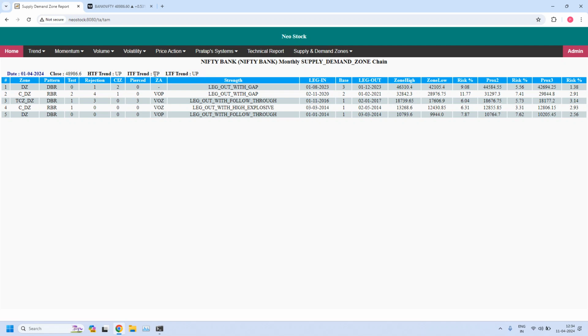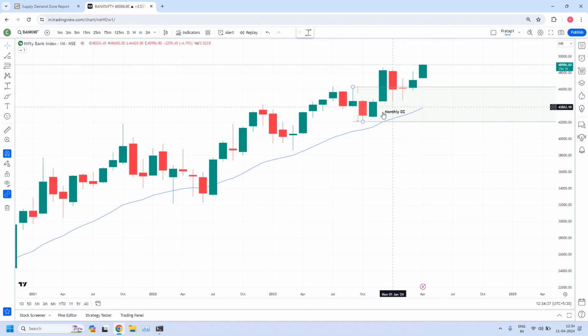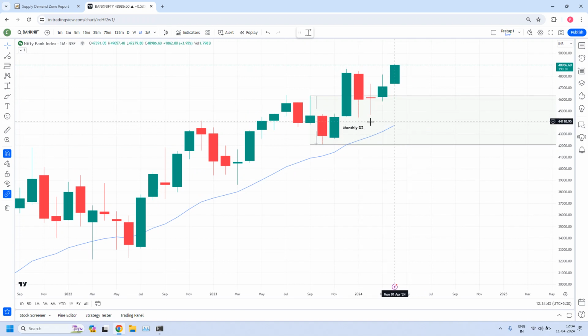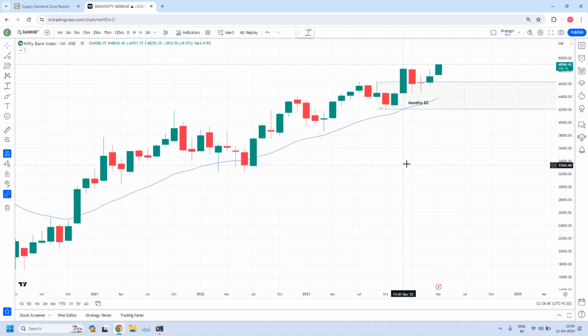And this is one time frame higher, that is quarterly trend is uptrend. And one more time frame higher, that is a yearly trend is also uptrend. So this is the way you need to understand. That's why the trend is uptrend, and also the stock is at all-time high. That's why this monthly demand zone is an all-time high demand zone.